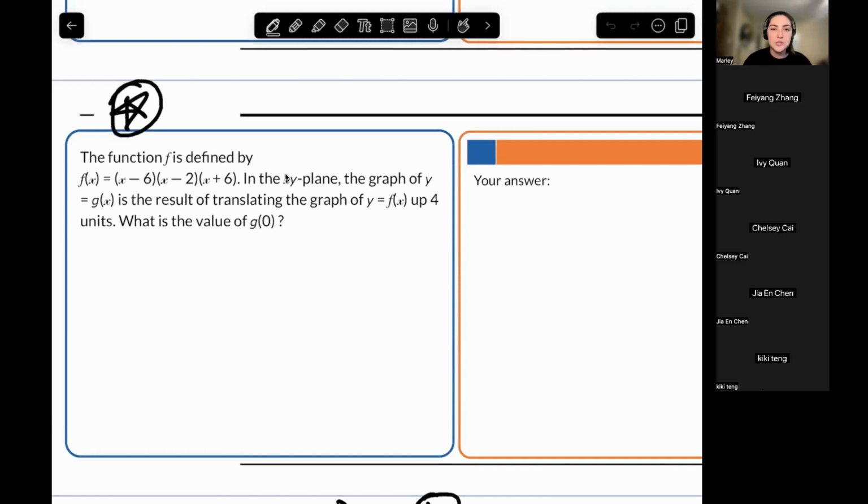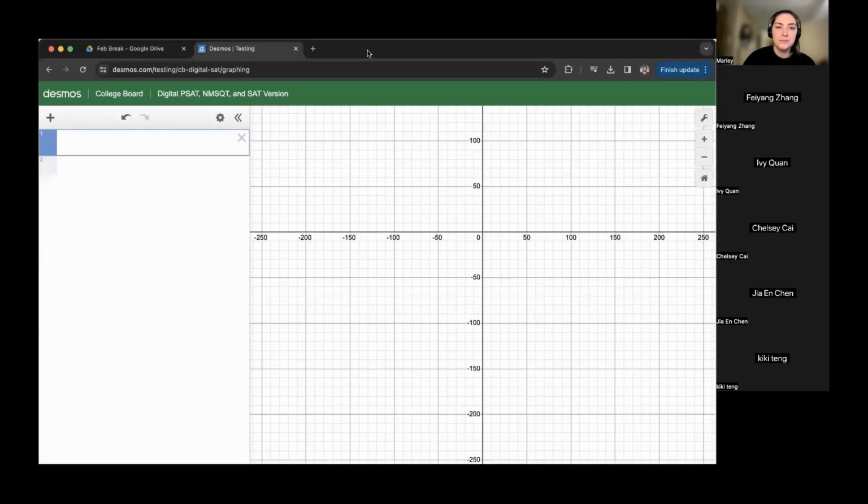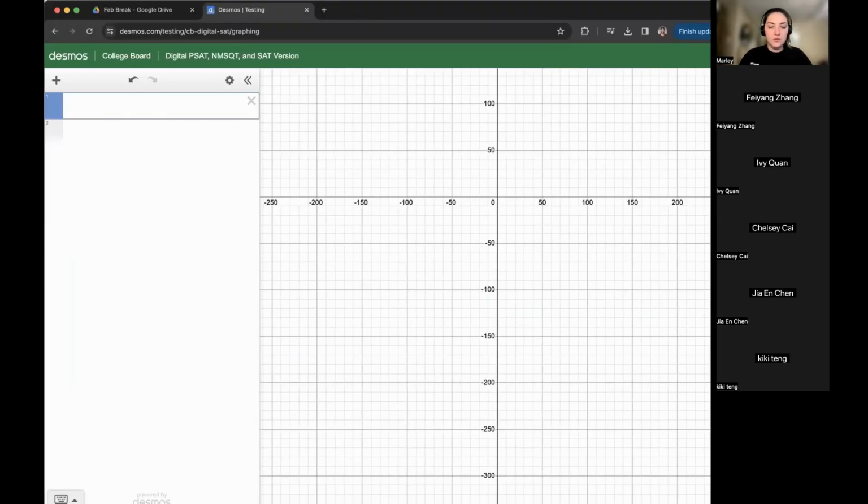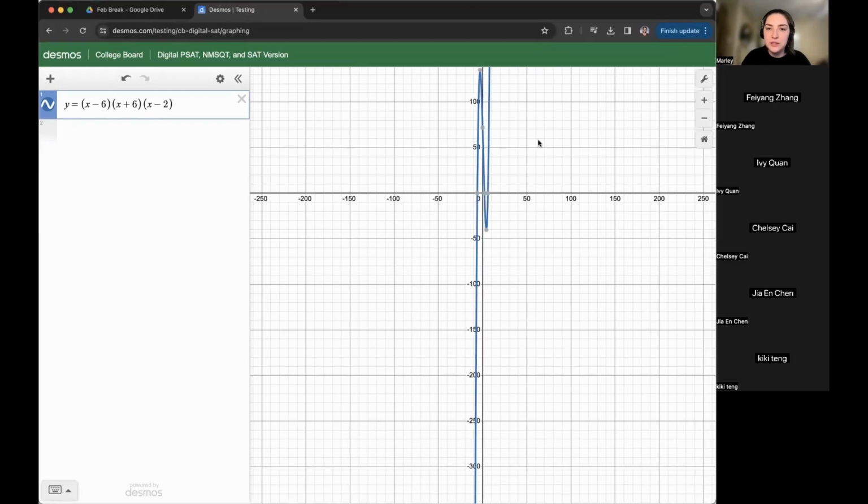So let's attempt doing this with Desmos, mainly because once they start talking about a graph transformation, it's most likely easiest that we view it in Desmos and then do whatever the transformation is and try to work from there. So I'm going to share to the Desmos calculator. All right. And then we would have the f of x, which is y, same thing, y is equal to (x minus 6)(x plus 6)(x minus 2). So this is what it looks like.